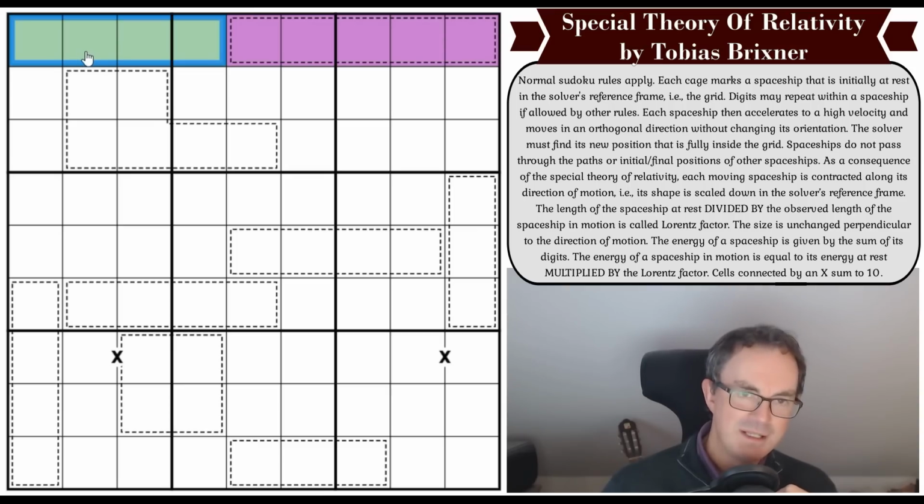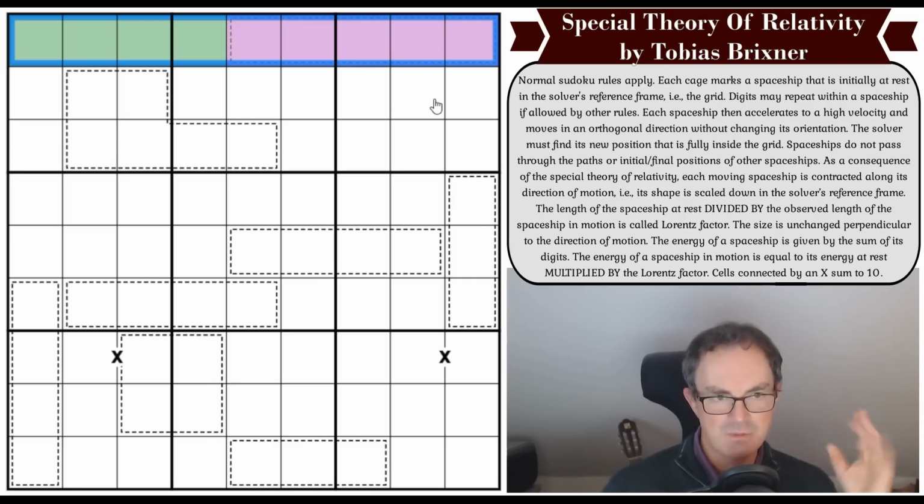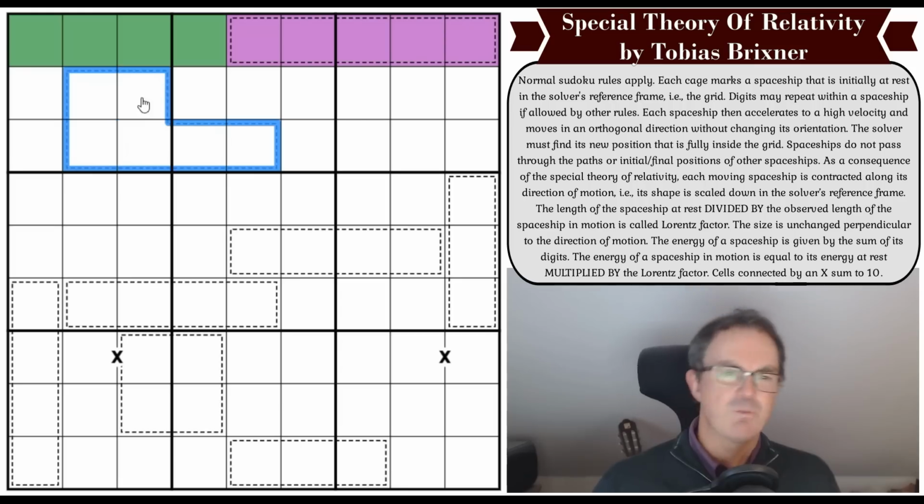I have no idea whether that allows me to do anything. I can't think what that allows me to do. Just putting relativity to one side for a moment, that doesn't seem to do anything, does it? I don't see a way of limiting either of those cages or spaceships or whatever we're going to call them. So, do we think about... This one's weird, isn't it?